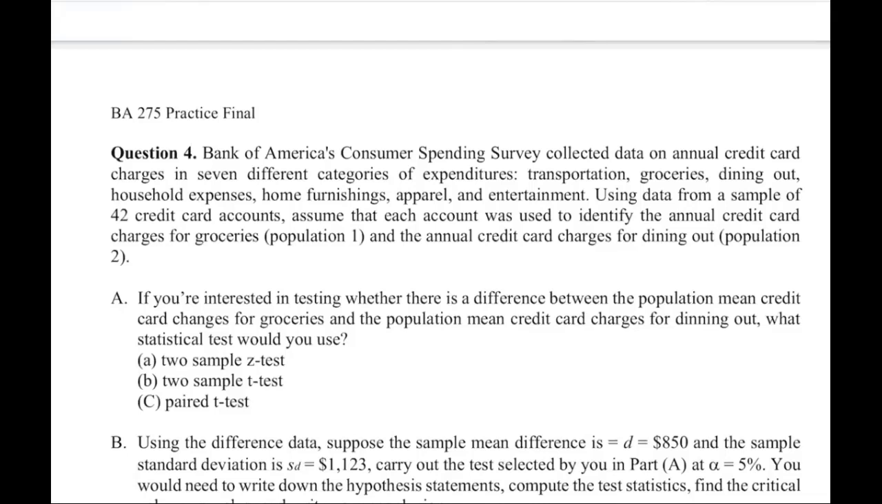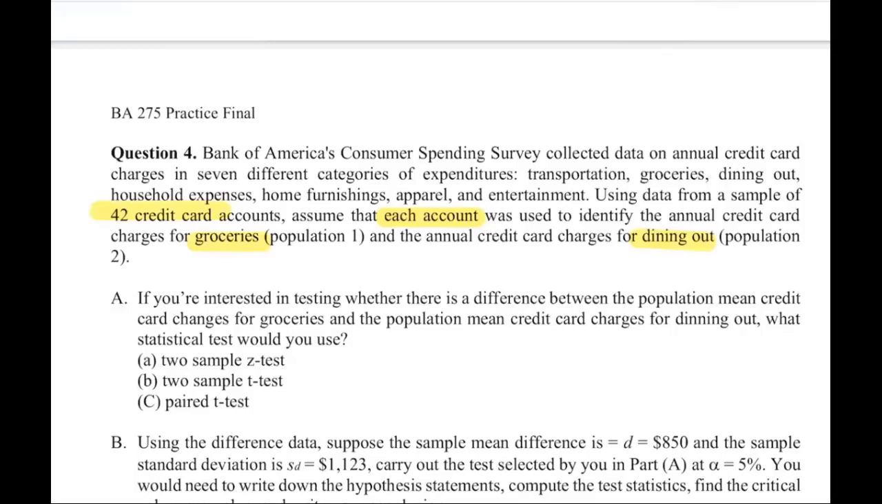Okay, so let's take a look at the question. I'm going to use my highlighter to highlight, because there's a keyword I'm looking for. So assuming each account was used to identify for grocery and then also again for dining out. So we selected 40 credit cards here. For each account, I'm going to see how much they spend on grocery and then how much again they spend on dining out.